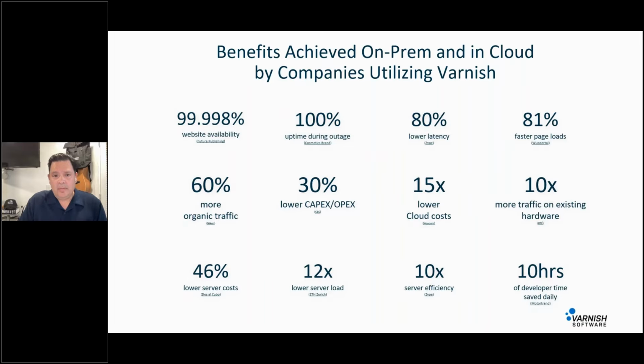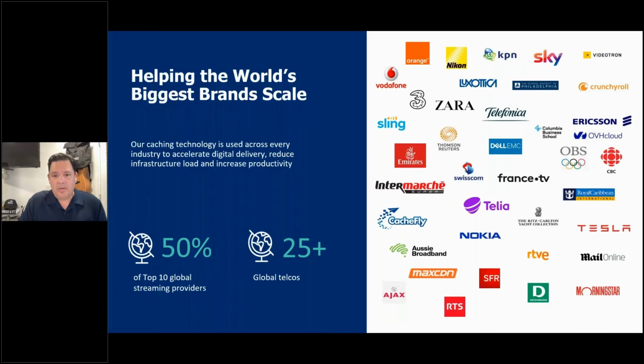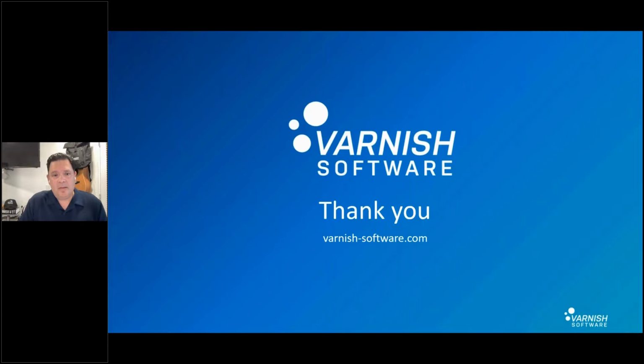So if we go to the next slide, just an example of some of the brands that we're helping. We can't mention all the brands that we're helping today, but these are the brands that have implemented Varnish technology. 50% of the top global streaming providers, over 25 global telcos, and we're helping a lot of the most major brands improve performance, reduce their cloud costs, and really improve their hybrid cloud approaches. And I think that's it.